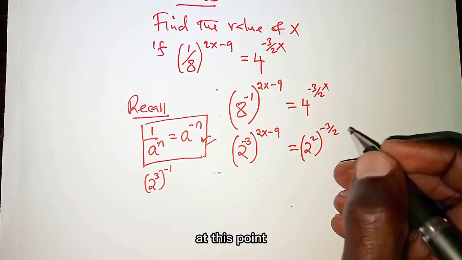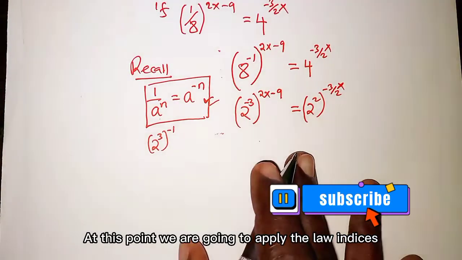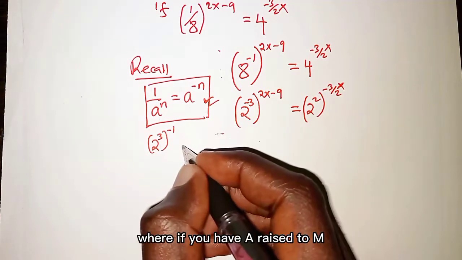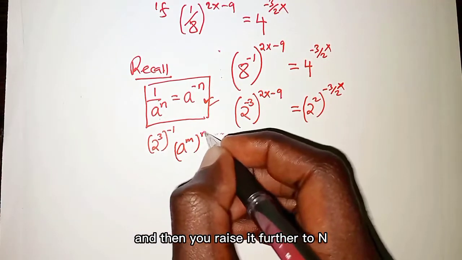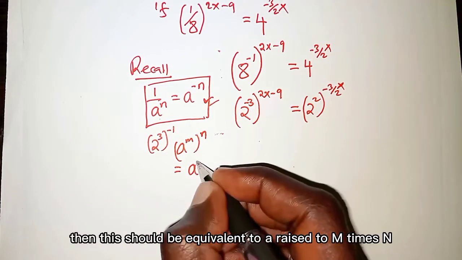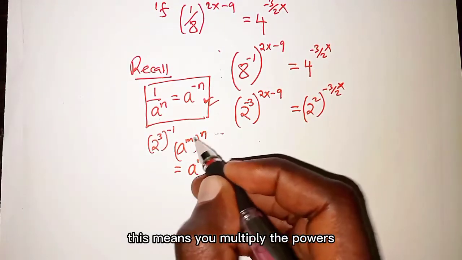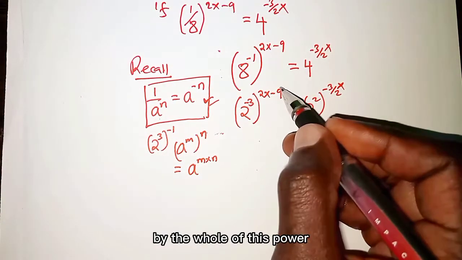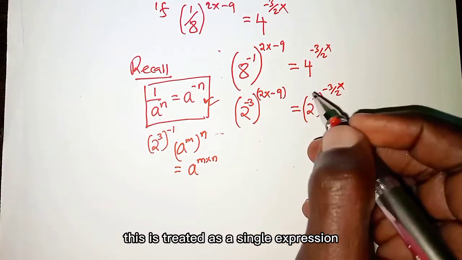Okay, at this point we are going to apply the law of indices, where if you have a raised to m and then you raise it further to n, then this should be equivalent to a raised to m times n. So this means you multiply the powers. So that's what we have here. So we're going to multiply negative 3 by the whole of this power. So this is treated as a single expression.